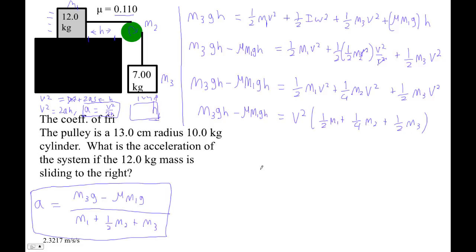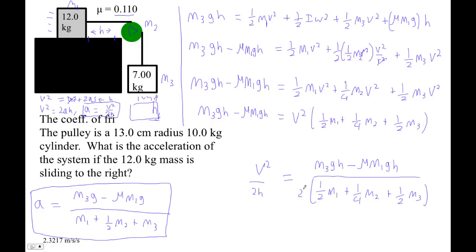All right, and then drum roll, please. V squared equals m3gh minus mu m1gh over 1/2 m1 plus 1/4 m2 plus 1/2 m3. And then if I want to make that into acceleration, all I have to do is take v squared divided by 2h, and I've got a, right? So let's divide it by 2h.